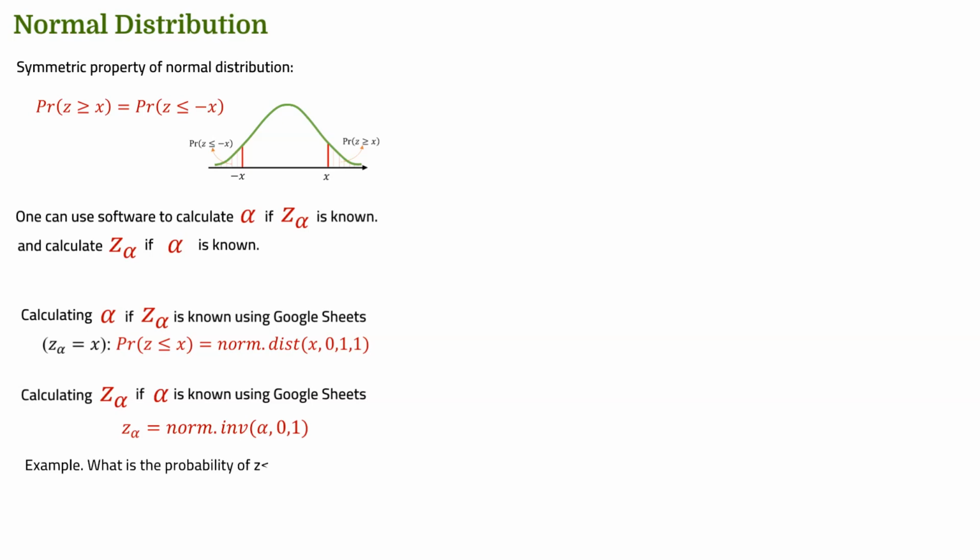Here's the example. What is the probability of Z less than or equal to minus 1? Here's the answer. Probability of Z less than or equal to minus 1 is norm.dist of minus 1, comma, 0, comma, 1, comma, 1, which is 0.158.